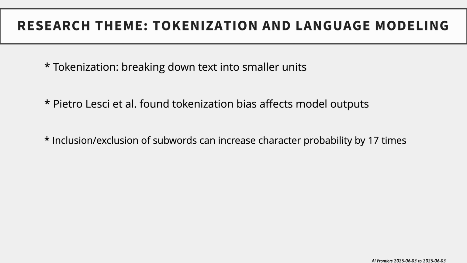For instance, Pietro Leschi and his team explored the impact of tokenization bias on language models. They found that the inclusion or exclusion of certain subwords can significantly affect model outputs, sometimes increasing the probability of certain characters by up to 17 times. This highlights the critical role of tokenizer selection in language modeling.